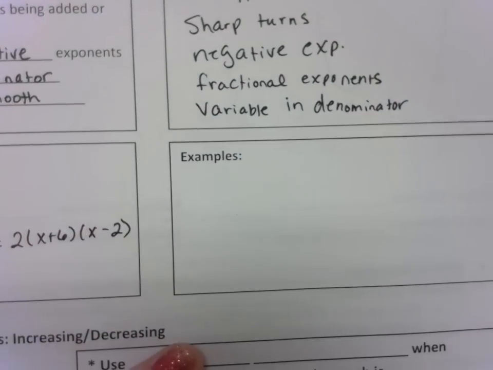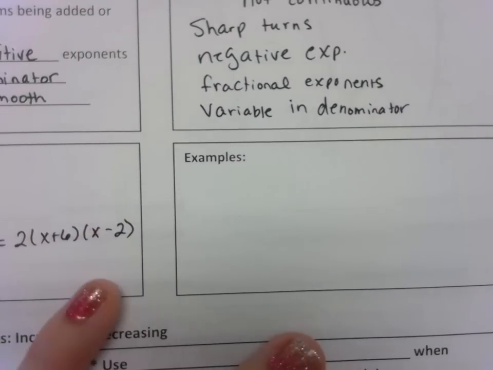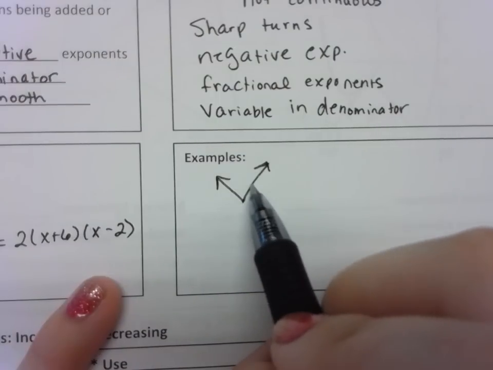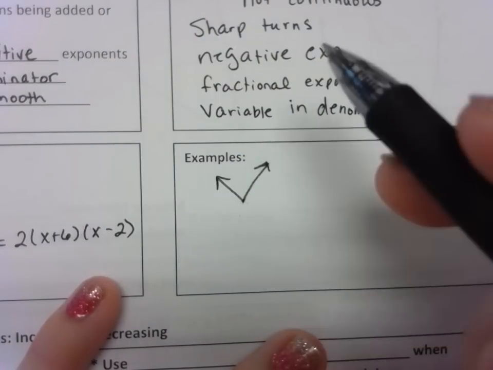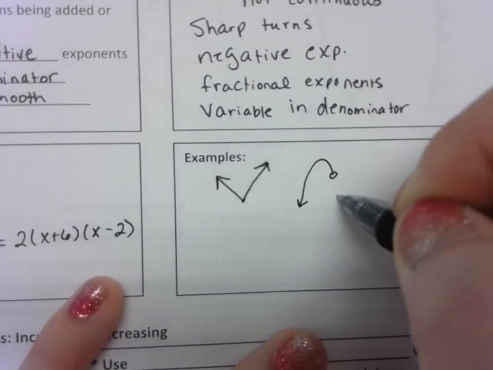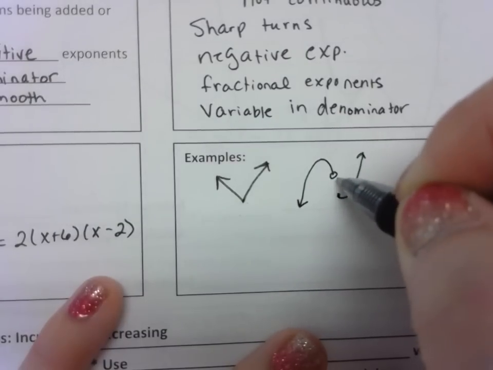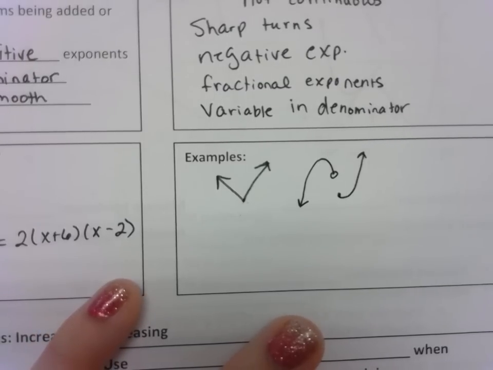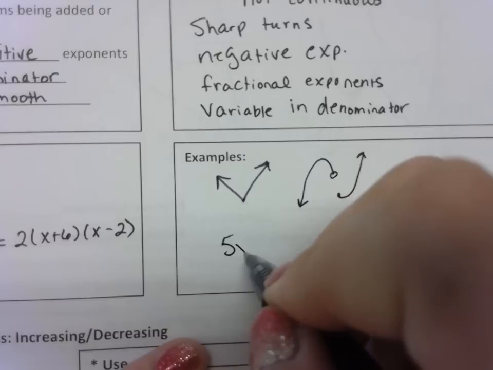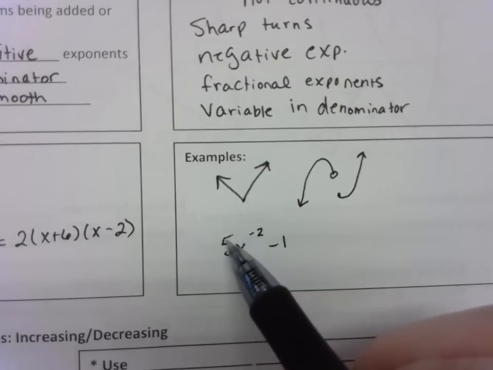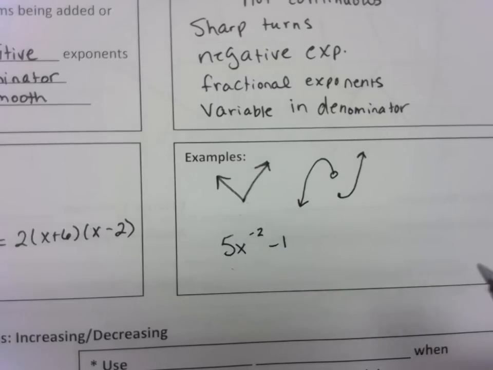And examples of non-polynomial graphs. This right here, we have this sharp point. It's not rounded, like an absolute value. Also, if you had something like this, that the graph had a break in it, that's not a polynomial function. Let's say we had something like 5x to the negative 2 minus 1. Remember, x to the negative 2 is actually going to be 5 over x squared, so that's no bueno.